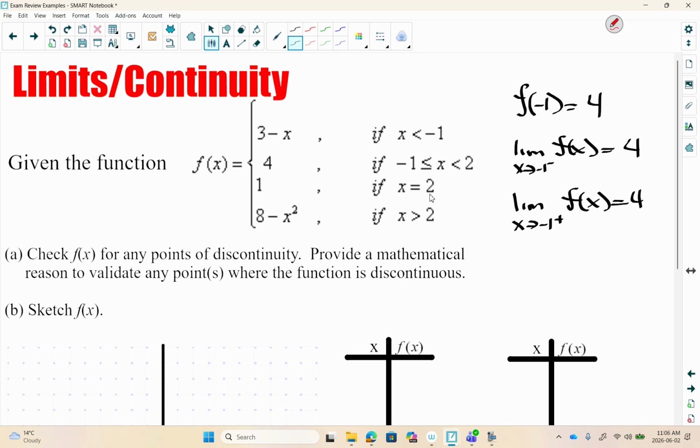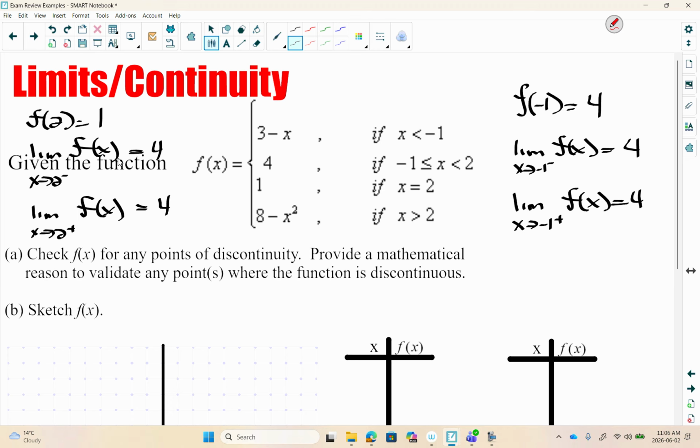Where can it equal to? F at 2 would equal 1. All right? The limit as x approaches 2 from the left of f of x, that would be this piece, these numbers, that's 4. The limit as x approaches 2 from the right of f of x, that would be this bottom piece. 8 minus 2 squared, 8 minus 4, that's 4. So I can see right now that it's discontinuous at x equals 2 because f at 2 doesn't equal the limit as x approaches 2.